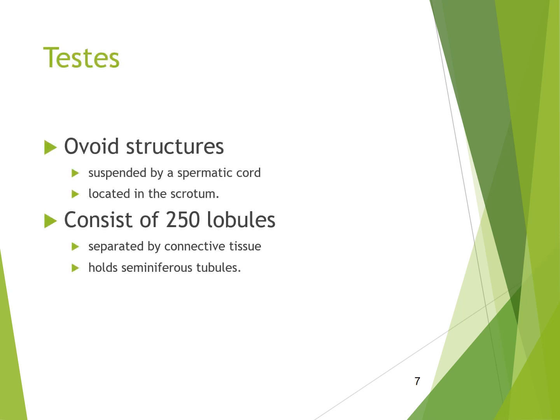The testes or gonad are an ovoid structure. They are suspended by a spermatic cord. The testes are located in the scrotum. The testes consist of about 250 subdivisions known as lobules. The lobules are separated by connective tissue and hold the seminiferous tubules. This is the area where sperm is produced.